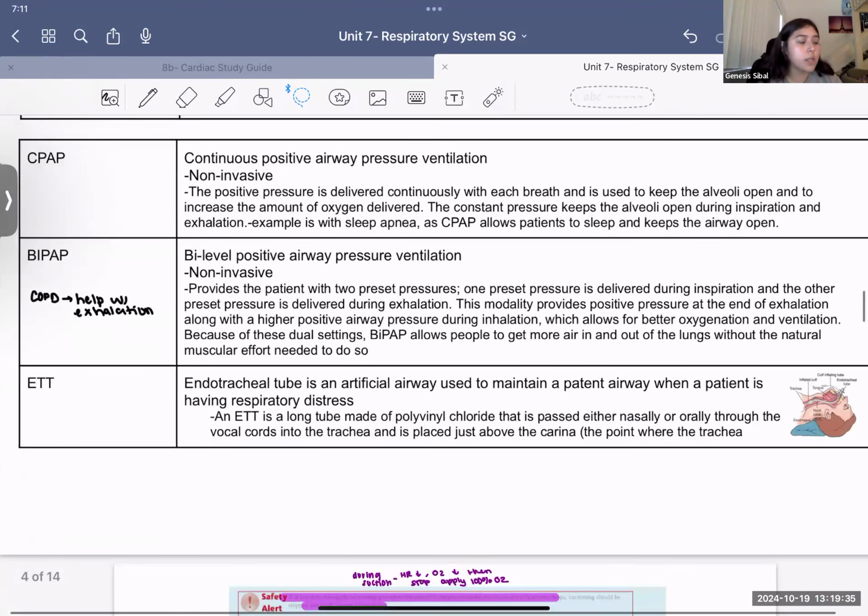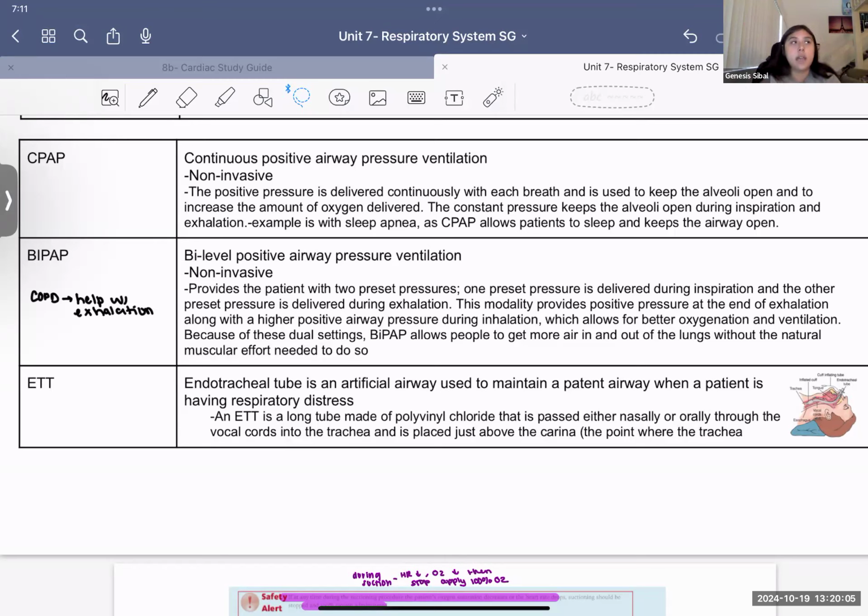And so for a CPAP and BiPAP. For CPAP, this is continuous positive airway pressure. So they're getting continuous pressure. You guys haven't learned what PEEP is yet, but that's basically positive end-expiratory pressure, something like that. But basically what it is, it's keeping the alveoli open the whole time. So you want to keep the alveoli open in some cases.